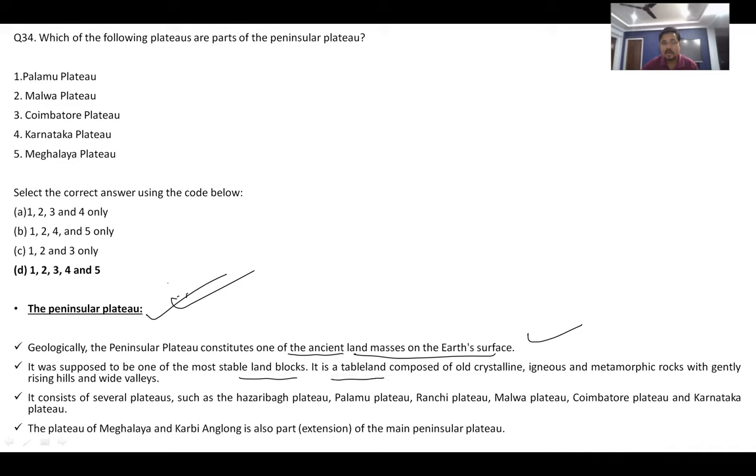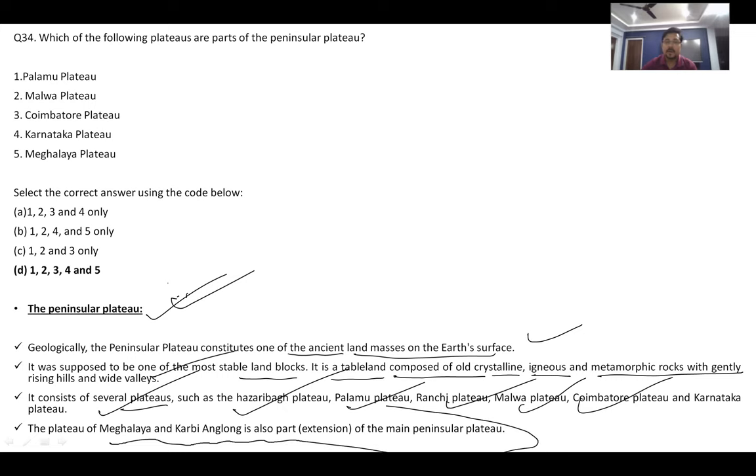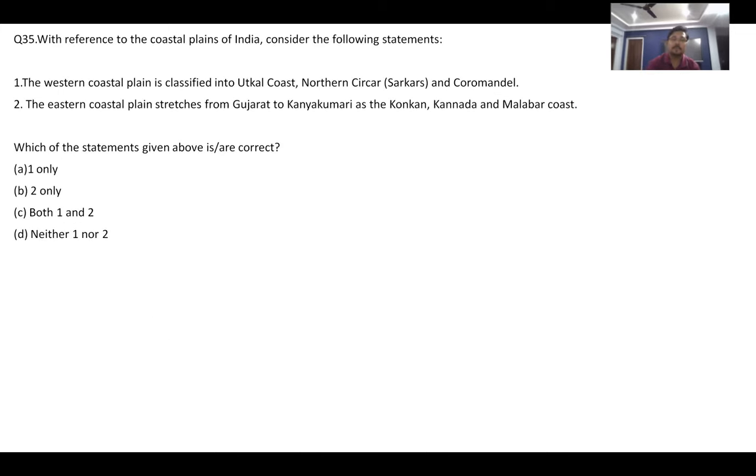It is a tableland composed of old crystalline, igneous and metamorphic rocks with gently rising hills and wide valleys. It consists of several plateaus such as Hazaribagh, Palamau, Ranchi, Malwa, Coimbatore, Karnataka plateau, etc. The plateau of Meghalaya and Karbi Anglong is also part of it, that is an extension of the main Peninsular Plateau.